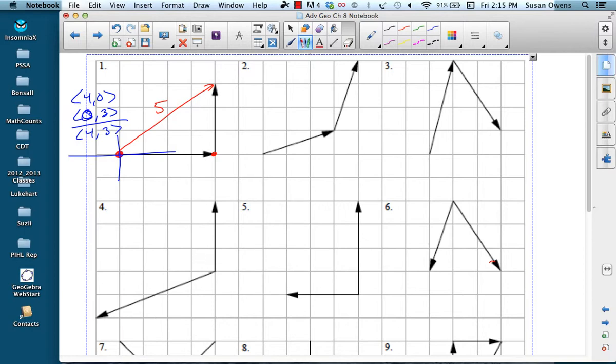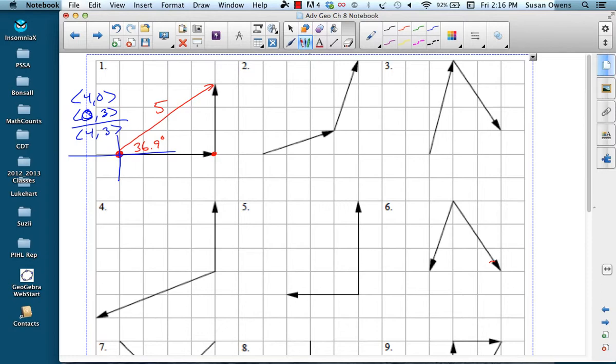Now to find the angle, you just do the inverse tangent of 3 over 4. 36.9. Is this one that I have to add 90 degrees or 180 degrees to? No, I don't have to add 180 degrees to this one because it is a first quadrant vector. So it is 36.9 degrees. That's it. I'm done with that one.